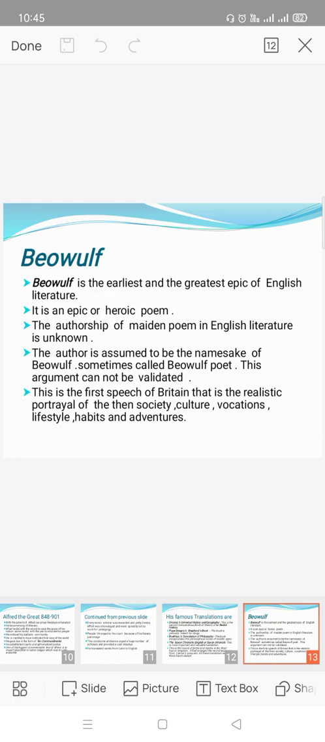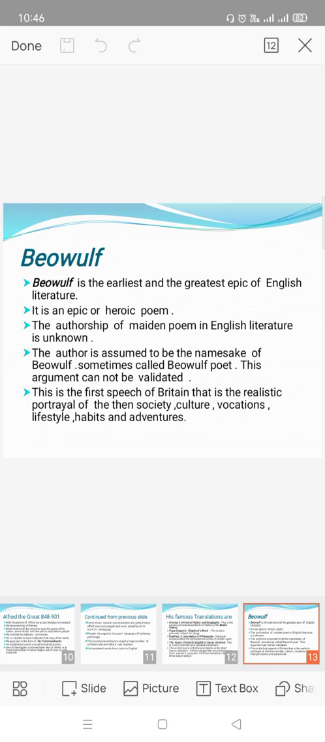An epic poem is a poem in which there is a war between good and evil. There are various characters, and it is narrative, with a struggle between good and evil, and in order to eradicate and annihilate evil, good also suffers, and sometimes good also perishes. It records the heroic deed of a hero. The authorship of the maiden poem in English literature is unknown.